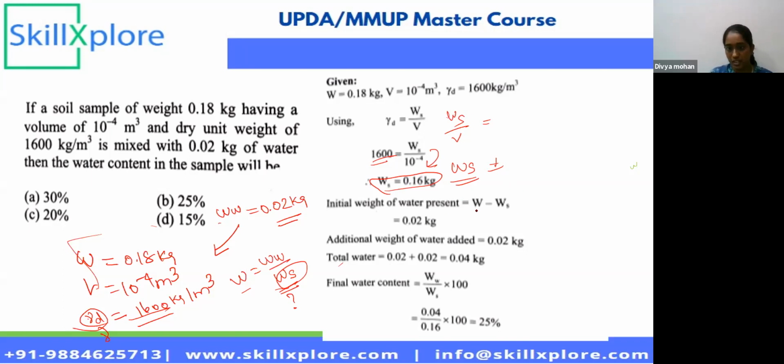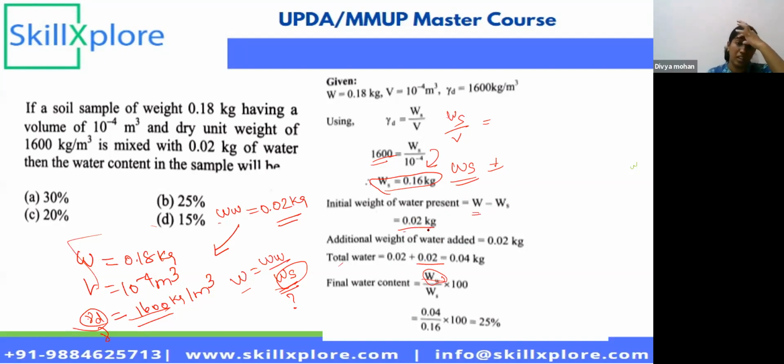From this, in the next step, the initial water content present in the soil can be found out, because while calculating the water content, WW is a must. For WW, the additional water content we know, which is 0.2, but the initial water content we have to find out.